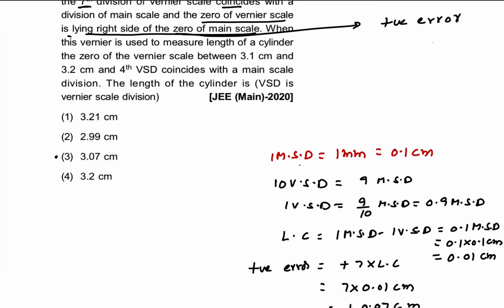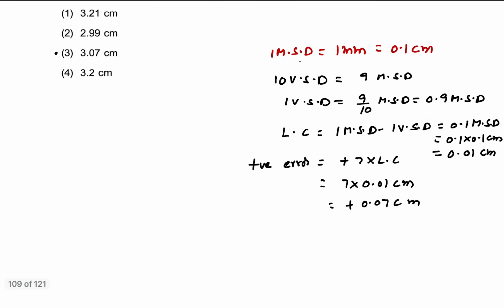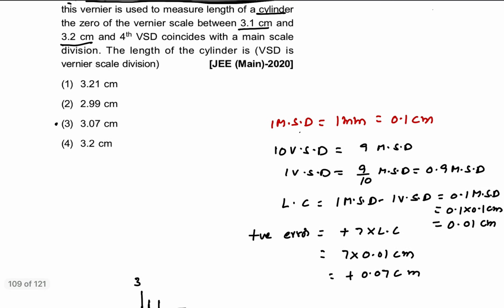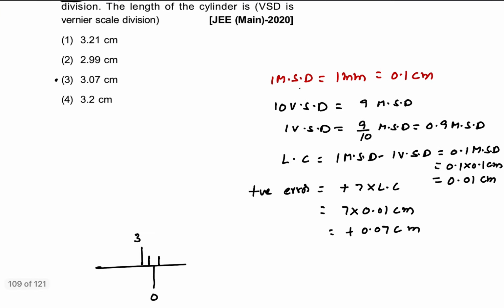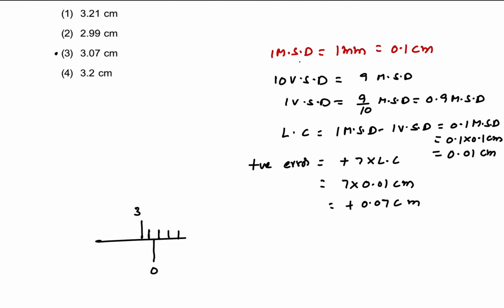Next, whenever an object is kept, here a cylinder, the 0 of the vernier scale lies between 3.1 centimeters and 3.2 centimeters. Nothing but you see here. Somewhere you can see this is 3.1, this is 3.2. Now 0 on the vernier scale is like this, and which division is coinciding? The 4th division is coinciding. Somewhere we can write the remaining values like this. You can see the 4th division is coinciding.